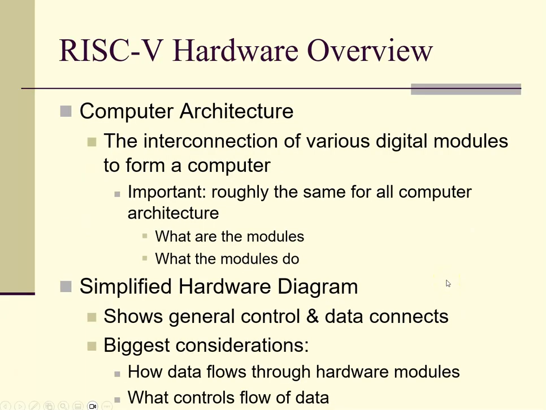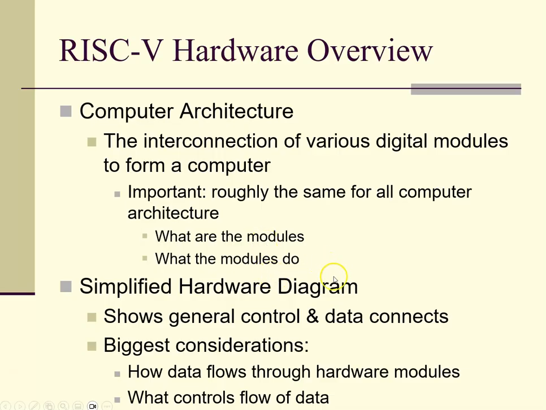CPE 315. So computer architecture, we've kicked that term around a lot, and I remember defining it on the first day, but essentially it's the interconnection of the various modules in a digital circuit that, if you connect them in a certain way, it'll be a computer. And it's really interesting because roughly it's the same for all computers, roughly speaking. So what we want to do is understand what the modules are and what they do.